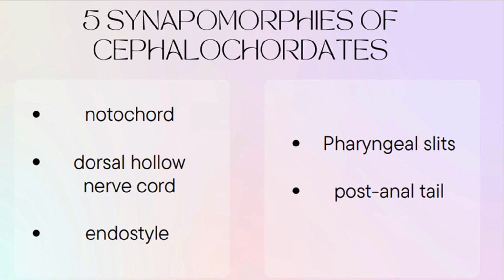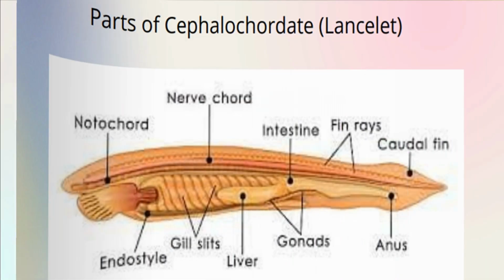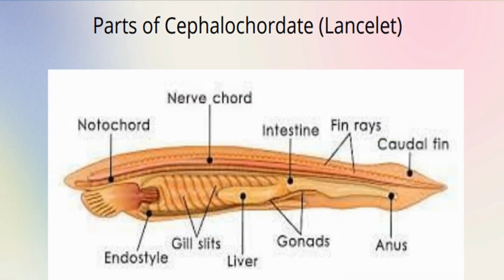Cephalochordates possess 5 synapomorphies, or primary characteristics that all chordates have at some point during their larval or adult stages. These 5 synapomorphies include a notochord, dorsal hollow nerve cord, endostyle, pharyngeal slits, and post-anal tail. So here are the parts of a cephalochordate, specifically a lancelet. It has a notochord, endostyle, nerve cord, gill slits, liver, gonads, intestine, fin rays, caudal fin, and anus.